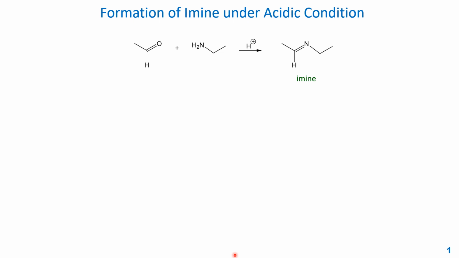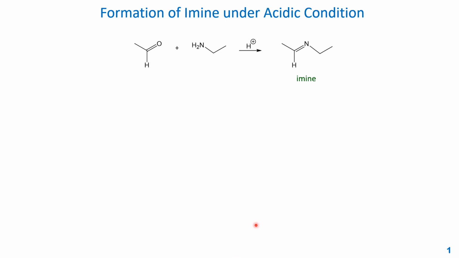Today our topic will be imine and enamine. Imine and enamine are actually very common structures, intermediates in organic synthesis, and very useful. Today we will talk about both of them, how to make them, and the hydrolysis of these two common compounds. First, we will talk about how to make imine.